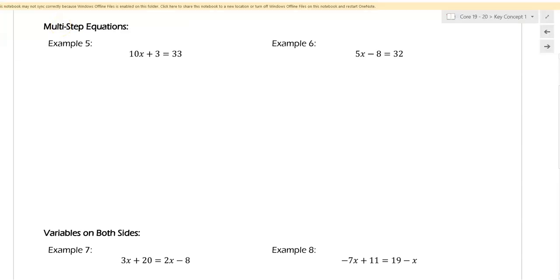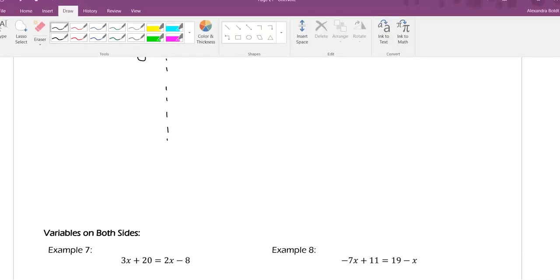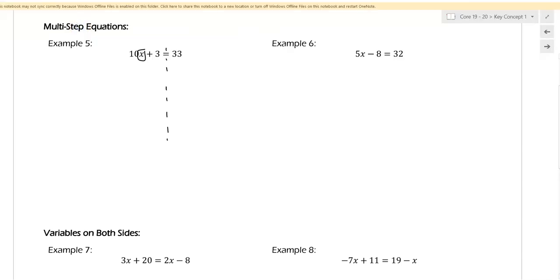So I have 10x plus 3 equals 33. Here's my variable. Right now I have the 10 and that 3 on the left side of the equal sign with the x. So now we have to think about which one we want to get rid of first. But again, going back to what I said earlier, it's the opposite of order of operations. So it's always addition or subtraction first.